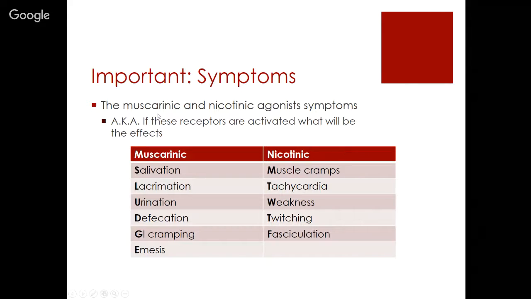That's one of the important things from these modules. The other important thing is this. These are the symptoms of muscarinic and nicotinic agonists. An agonist, I'm sure you remember, is when something acts on a receptor and has a positive effect, rather than the antagonist. The muscarinic ones you can remember as SLUDGE. So if something agonizes the muscarinic receptors, you're going to get salivation, lacrimation, urination, defecation, GI cramping, and emesis. And nicotinic is Monday, Tuesday, Wednesday, Thursday, Friday: muscle cramps, tachycardia, weakness, twitching, and fasciculation.